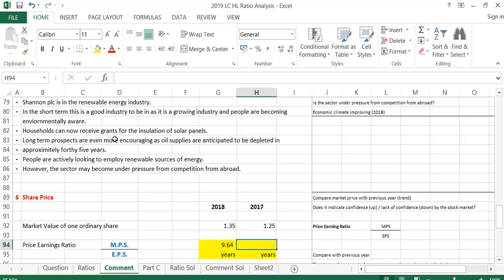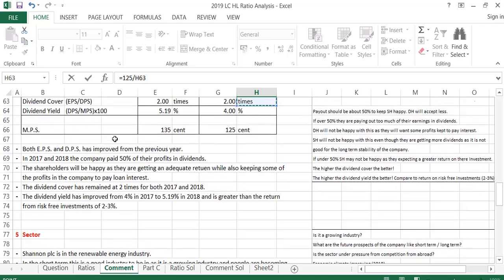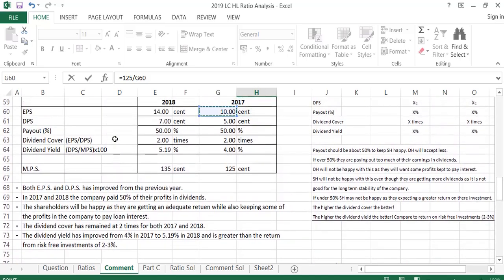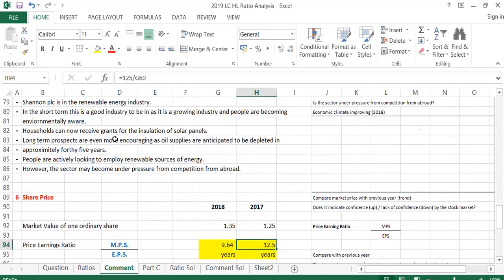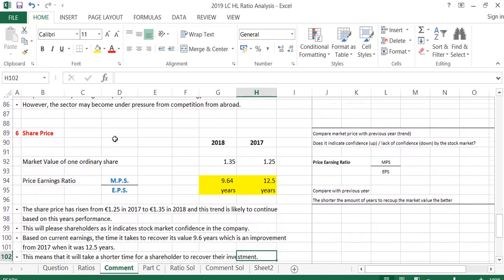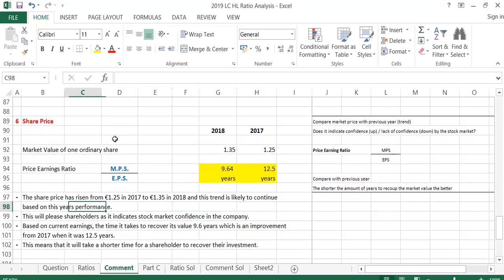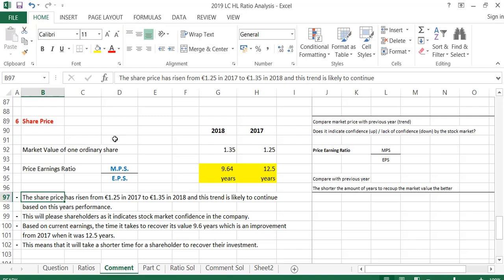And for the previous year, again, it's going to be the market price per share, which is 125 cents, divided by the earnings per share for 2017, which I have up here, 10 cents. So it'll be 12.5 years. So to comment on these, the share price has risen from €1.25 in 2017 to €1.35 in 2018, and this trend is likely to continue based on this year's performance, because the profitability has gone up, the share price will most likely go up. So this is a positive trend.